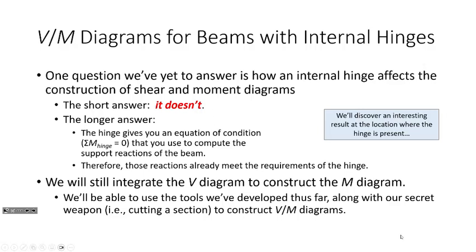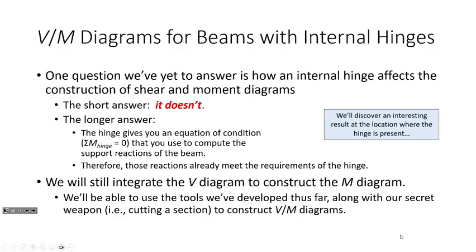And the short answer is they don't, okay? The longer answer, the more elaborate explanation of that, is that when we construct a shear and moment diagram, we're using reactions. And so whenever we have a beam with internal hinges, we use the fact that the sum of the moments is 0 at that hinge. We use that equation in order to solve for those reactions.